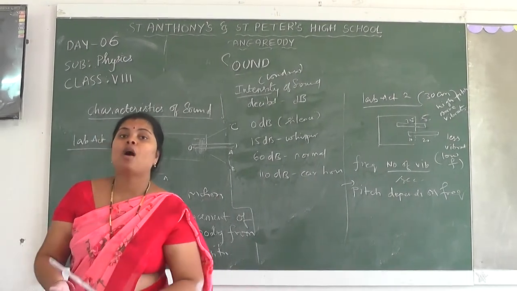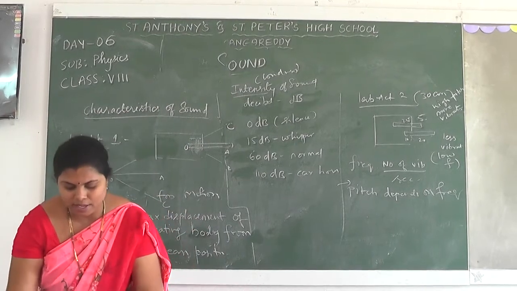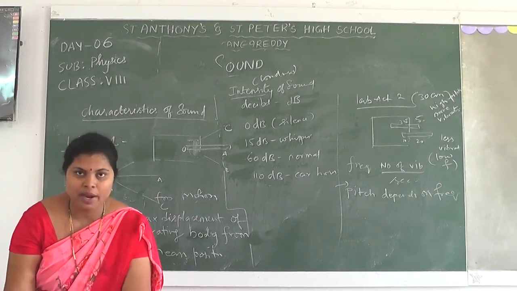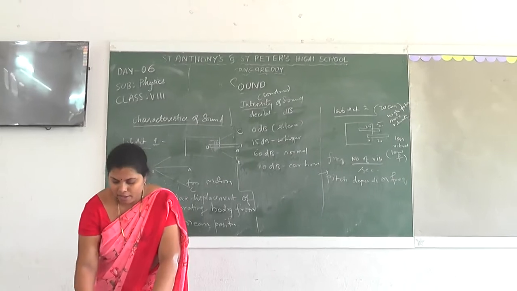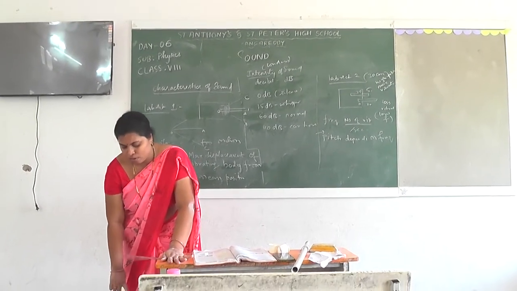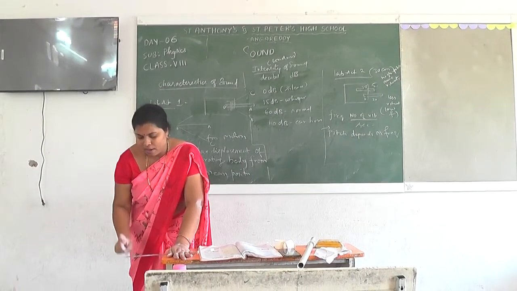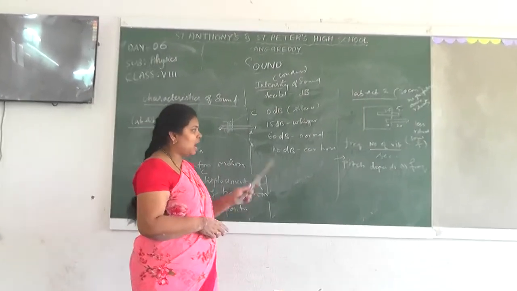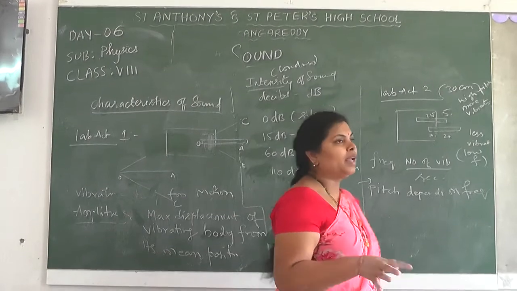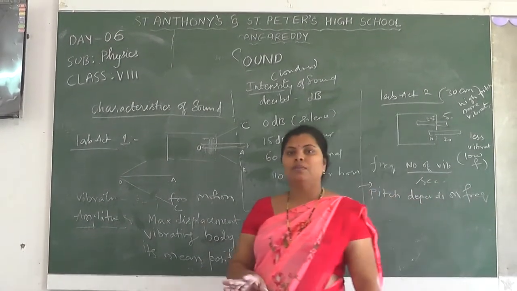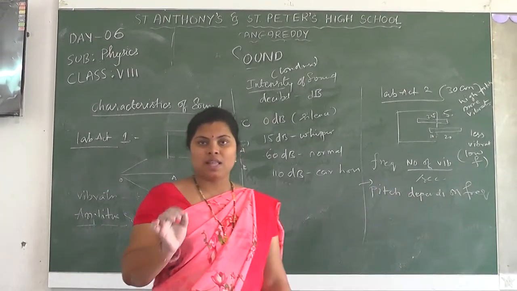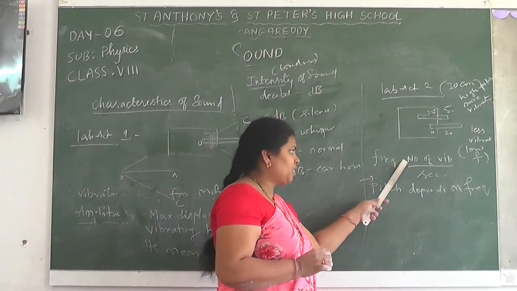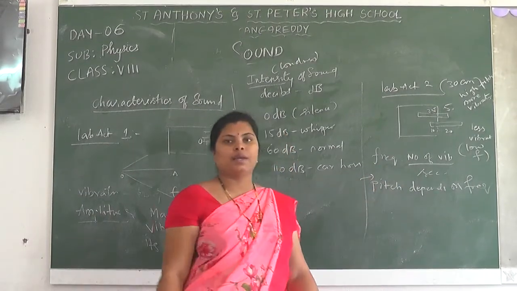How many vibrations are made? See, keep the weight like this with the help of a brick and now try to pull it down. It is making some vibrations. The number of vibrations made in 1 second is nothing but frequency. Frequency is nothing but the number of vibrations in 1 second.